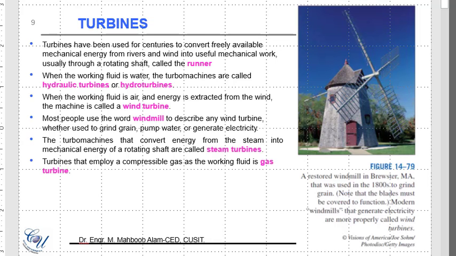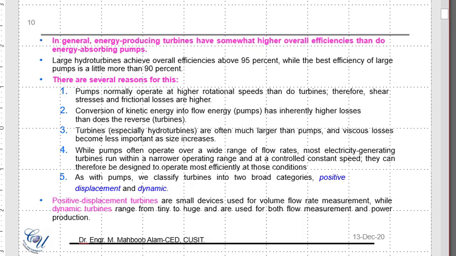Fine, let's move forward. And look at the difference between the efficiencies of the two hydraulic machines, the pumps and turbines. In general, all the hydraulic machinery which produces energy has higher efficiency than the hydraulic machinery which absorbs energy. Fine. So this is basically a thumb rule, that energy producing hydraulic machines have higher efficiency than energy absorbing machines.